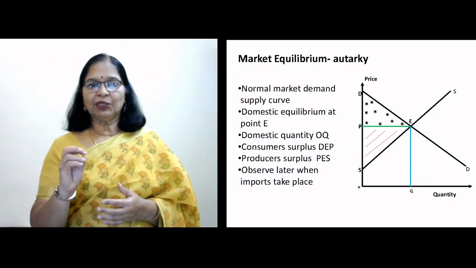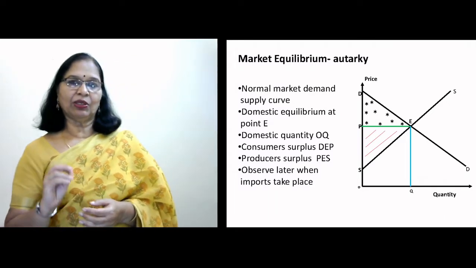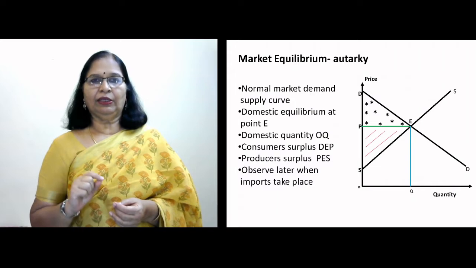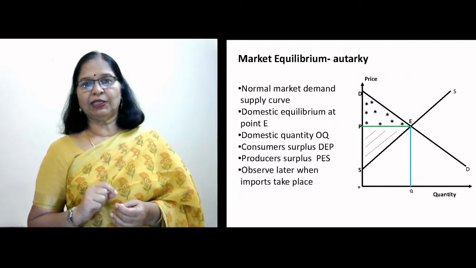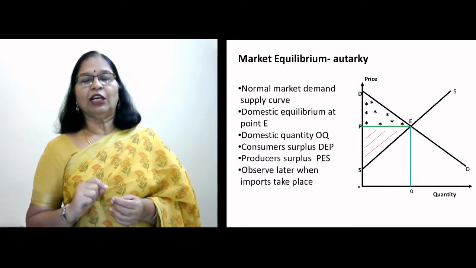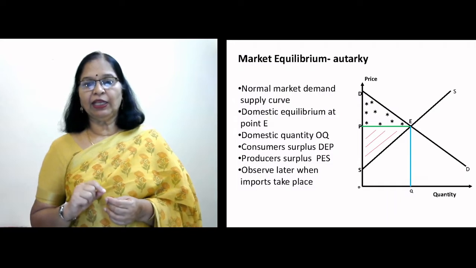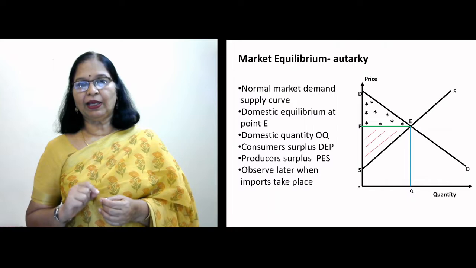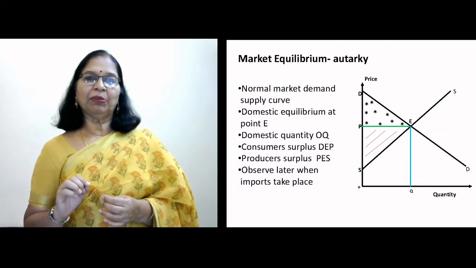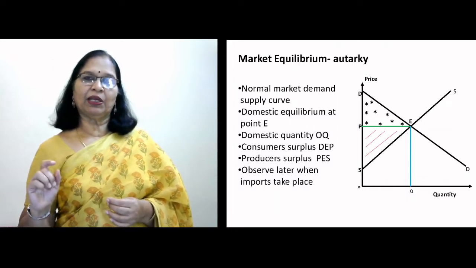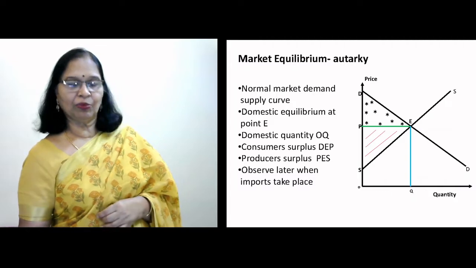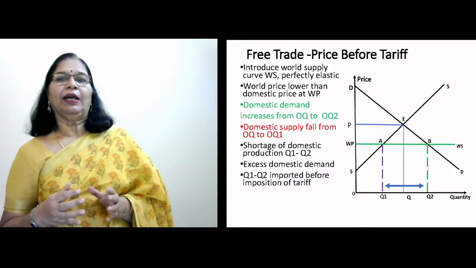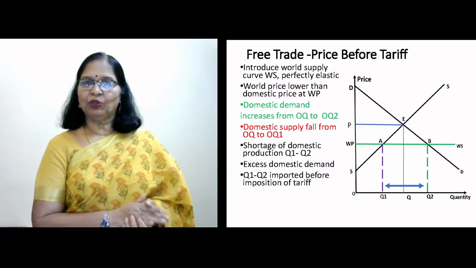I just put those dots and lines there because these two concepts we will be using later too: the concept of producer surplus and consumer surplus. Consumer surplus is DEP and producer surplus is PES. Please remember this because you will need this concept later when we are doing redistributive effects. So the first one is without trade.